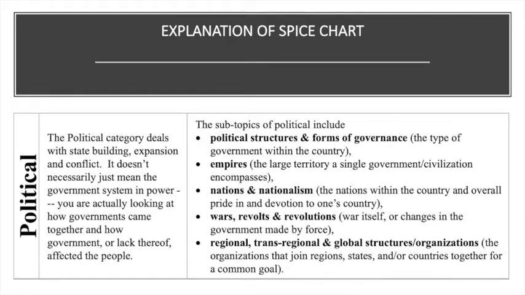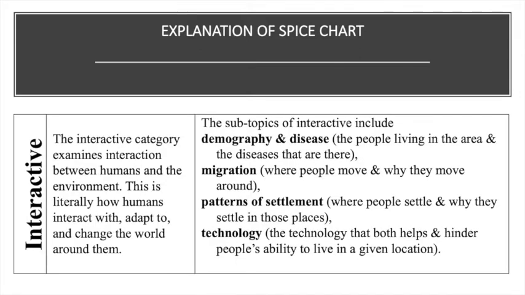Then we have political. And for political, we're going to be looking at political structures and governance. An easy way to remember political is, say, anytime anything has to do with the government or what a government would do. So empires, nations and nationalism, wars, revolts, revolution, right? And so regional, trans-regional, and global structures and organizations. So just think political, government, anything that has to do with government.